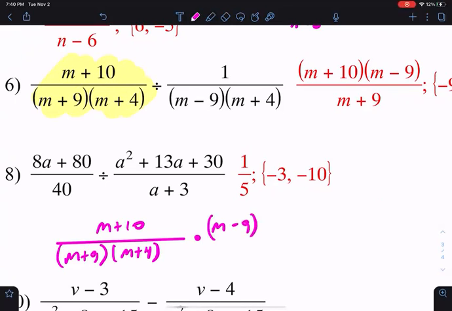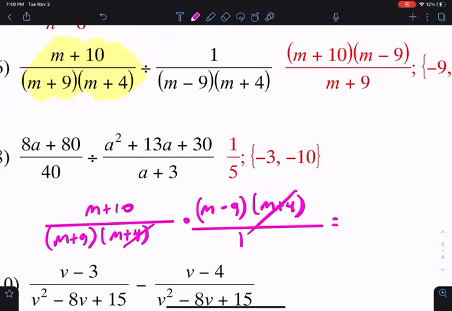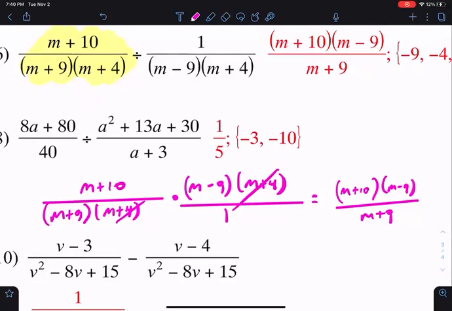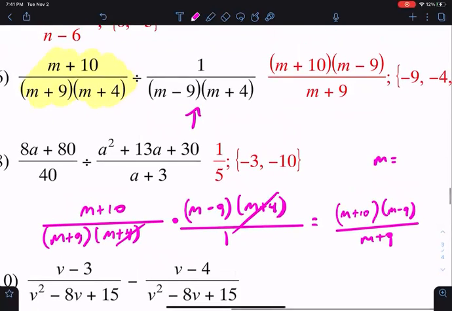Now the denominator is going to be the numerator. And this is over 1. So this cancels. And what's left over? Well, what's left over is this n plus 10, n minus 9, and then in the denominator you have n plus 9. So what is the undefined situation? The undefined situation will be -9, right? Before you flip it, that would be, I'm sorry, 9. 9, sorry.